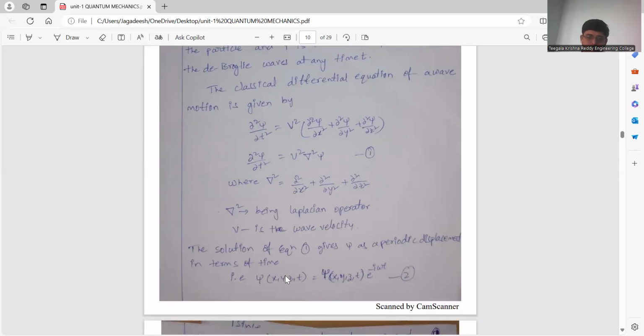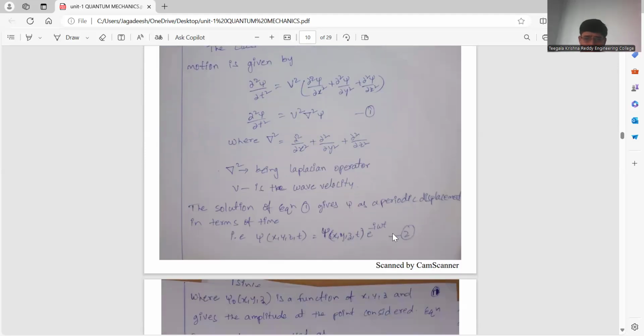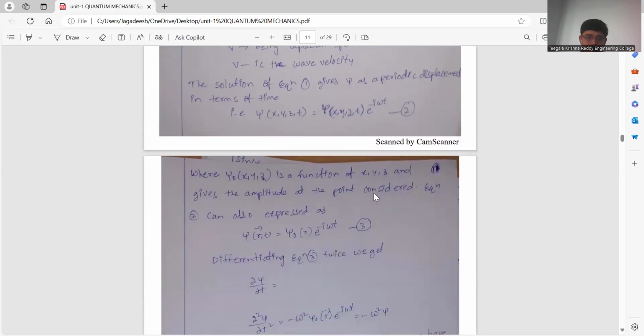Then we read equation 1. The wave function has a periodic displacement in terms of time, which you write as psi(x, y, z, t) equals psi naught (x, y, z) e power i omega t, where psi naught (x, y, z) is a function of x, y, z and gives the amplitude at the point.